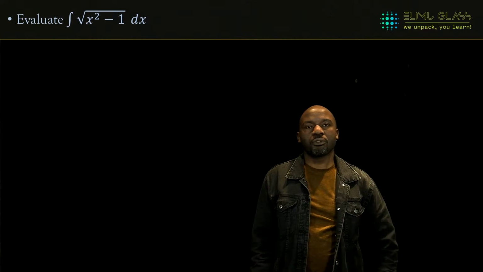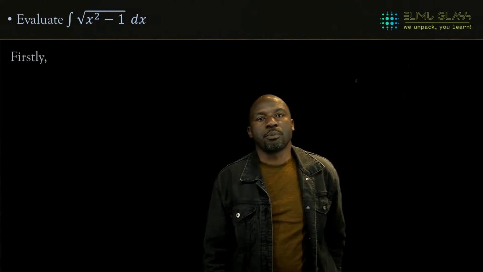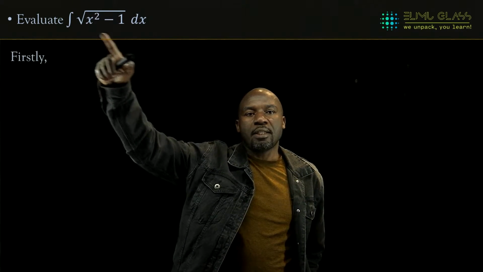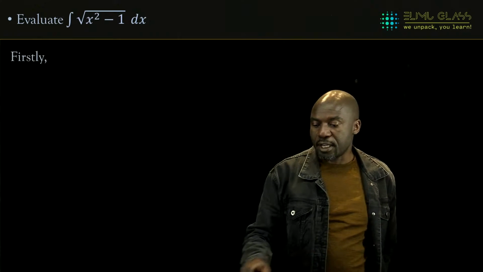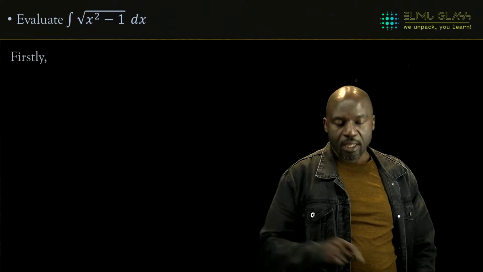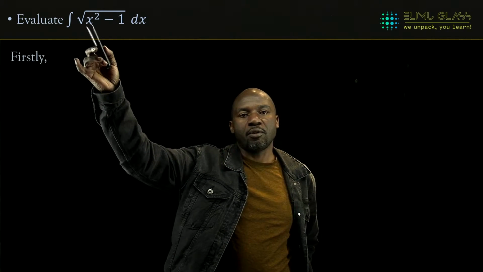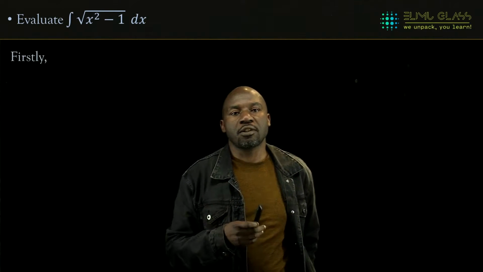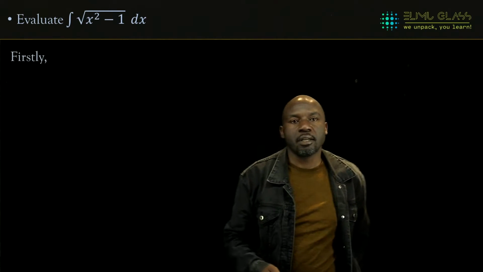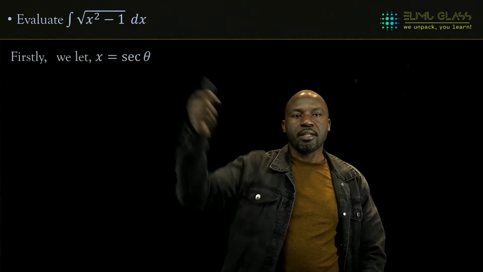All right, so to solve this problem, the first thing we need to do is to substitute for this x. Now, when I look at this, I see a Pythagorean identity involving tangent and secant, particularly the fact that secant squared of x minus 1 is tan squared of x. So because of that, I'm going to let x be equal to secant of some new variable theta. So let x be secant of theta.